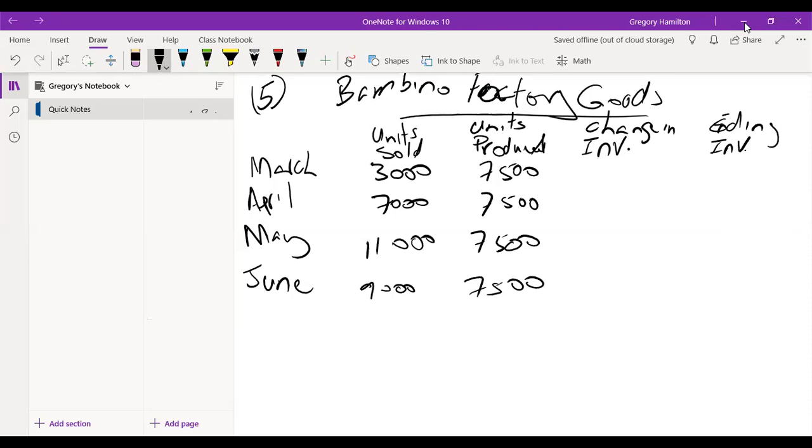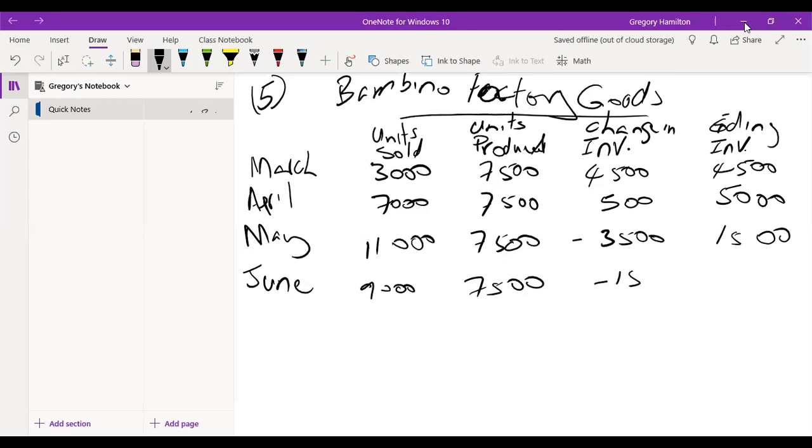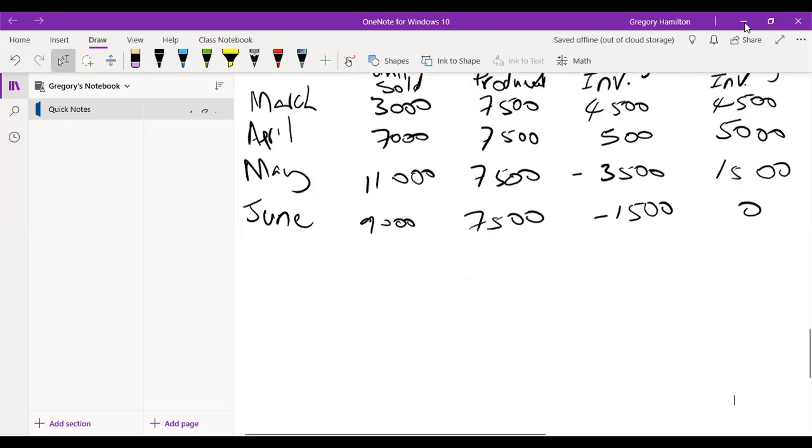All right, so change in inventory would be a positive amount this month of the difference between these. So inventory would increase by 4,500, which will become our ending inventory. Inventory will also increase in this month by 500. So inventory will jump to 5,000. Then there would be a decline in inventory of 3,500, so inventory would then fall to 1,500, and then 9,000, so our 1,500 would then disappear, and our inventory balance would be zero. Now, let's see the second part.